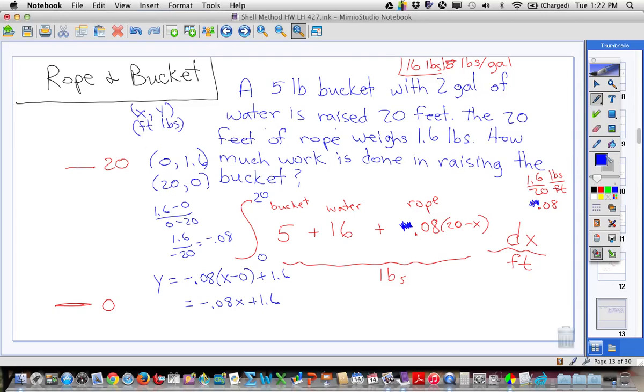And while you're doing that, I want to do the high school physics version of this, where they would ignore the rope. So they would have 21 pounds of water in bucket times 20 feet. And that would be 420 foot-pounds. Right? So if you ignore the rope, it would take 420 foot-pounds of work to lift that up. If you do our integral, 436. A little more work because you have that rope to haul up as well. Okay? All right.